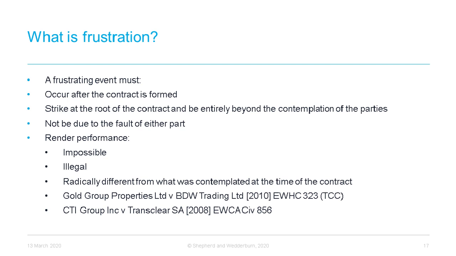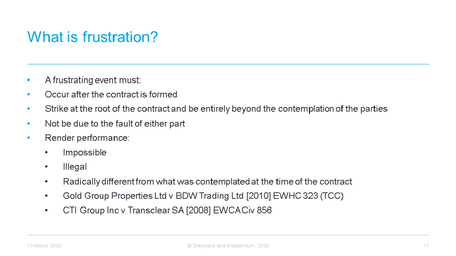It must render performance impossible, illegal, or radically different from what was contemplated. And understanding what this means in a general sense is quite difficult, so it's often easier to look through examples of things that the courts have said previously weren't enough to amount to a frustrating event. So, for example, if there's an alternative method of performance available, or it's just more expensive to perform the contract. It's not enough if there's a change in economic conditions necessarily.